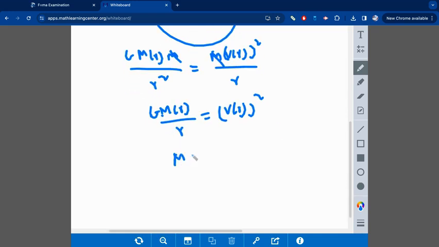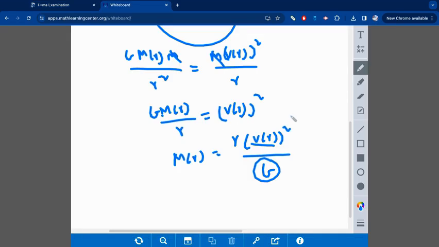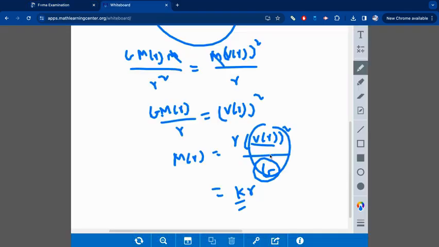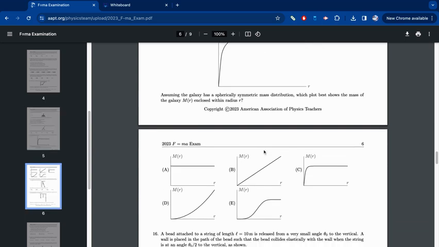So m of r is equal to r times v of r, whole squared, over G. We know that G is just a constant. And v of r, if we look at the graph, is basically constant. So we can assume that both of these are constants. So it's just equal to k, a constant of proportionality, times r. Since we're asked to find a plot of m of r with respect to r, it's basically linear, which best matches B.